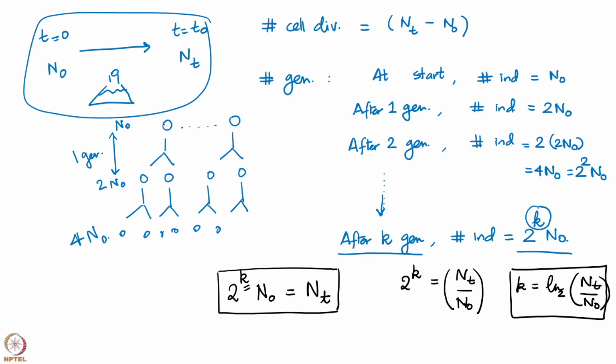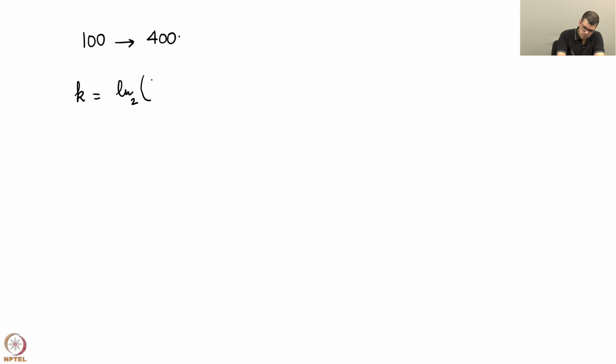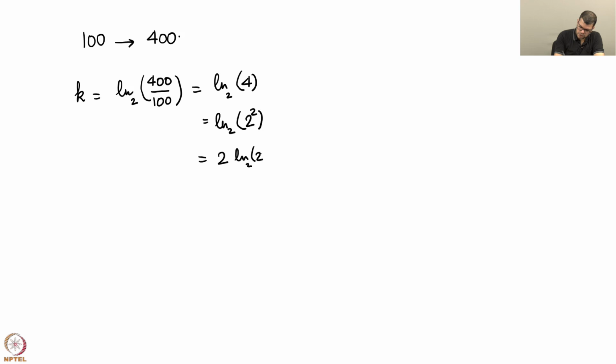What that means is that if a population increased from, let us say, size 100 to size 400, then the number of generations k is equal to log to the base 2 of 400 to 100, which is simply log base 2 of 4, which is just log base 2 of 2 to the power 2. The 2 comes outside, and then log base 2 of 2 is simply 1. So, this is just 2 generations.